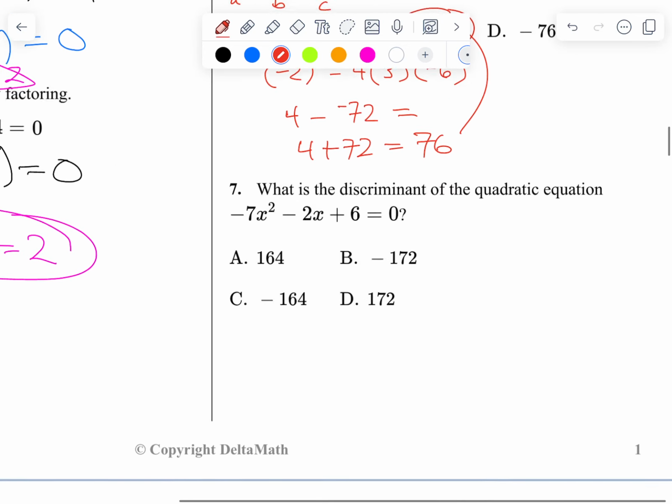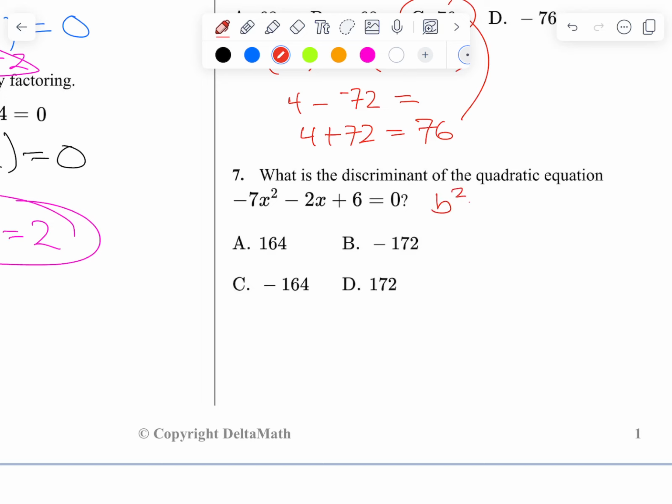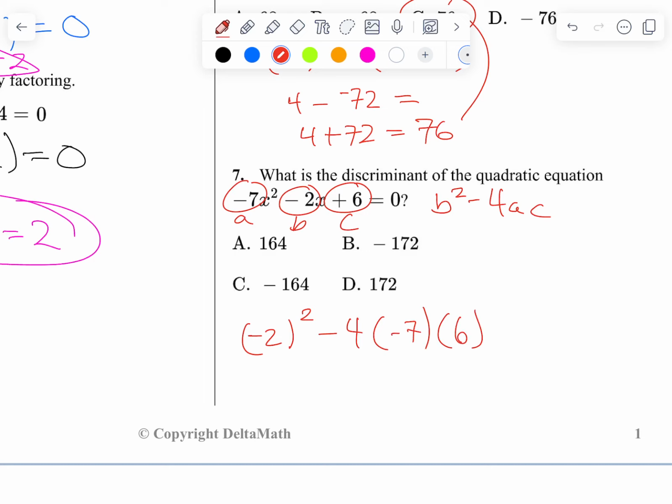Looking at the discriminant here for number 7, b squared minus 4ac, a, b, c. We have negative 2 squared minus 4 times negative 7 times 6. So it'll be 4 minus 4 times negative 7, which is negative 28. Negative 28 times 6, I believe, is negative 168. So this will be 172 positive.